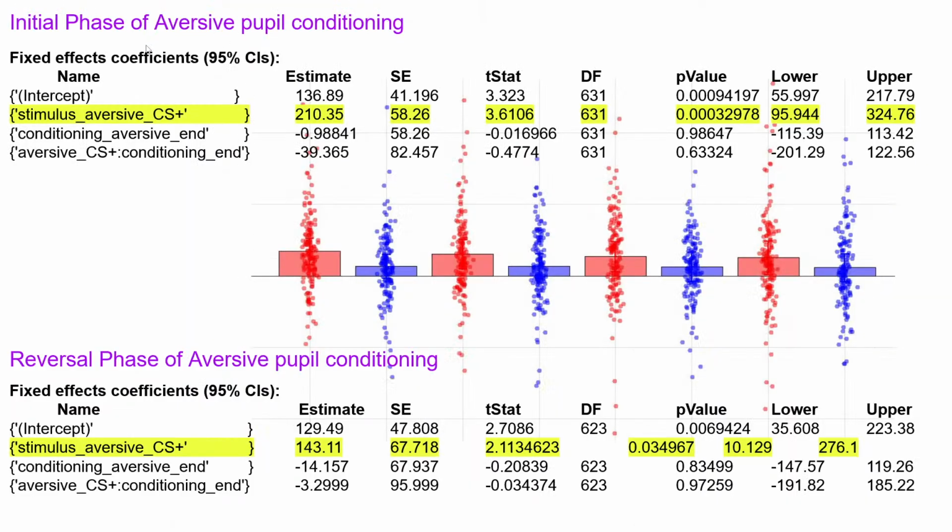Then we analyzed inside of the phases. So we just took separately the initial phase and the reversal phase. Again, we can say that the CS plus is higher than the CS minus, and it is the same for the initial phase, for the first trials and for the last trials, which says that the conditioning is pretty fast.